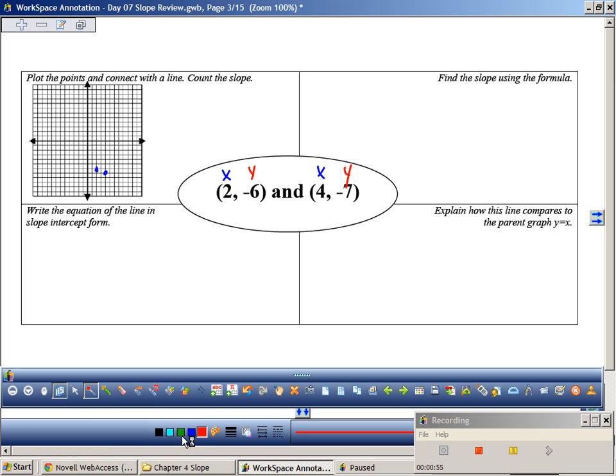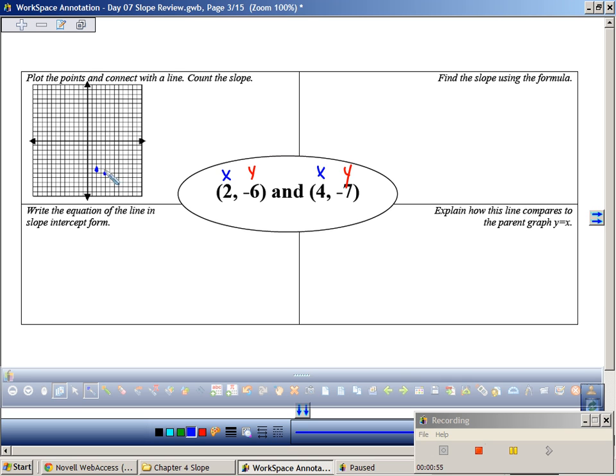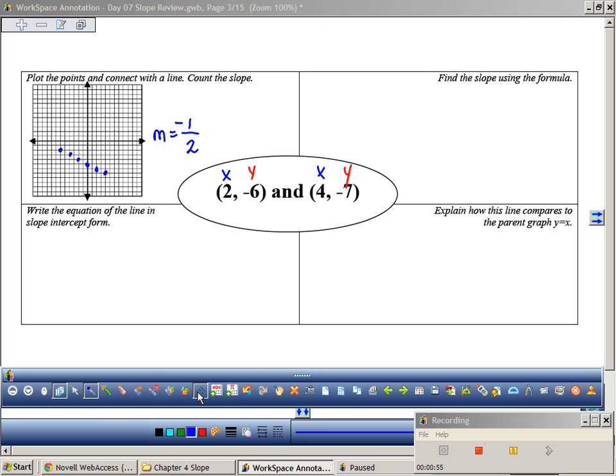All right, so if I were to count my slope, let's start here and go up. How far do I have to go up to get to the next point? 1. And how far do I have to go over? 2. So my slope is up 1 over 2, in the negative direction. I could keep doing that, right? Up 1 over 2. There's another point. Up 1 over 2. Up 1 over 2. Kind of looks like a staircase, right? Up 1 over 2. There's my line. Change the color.